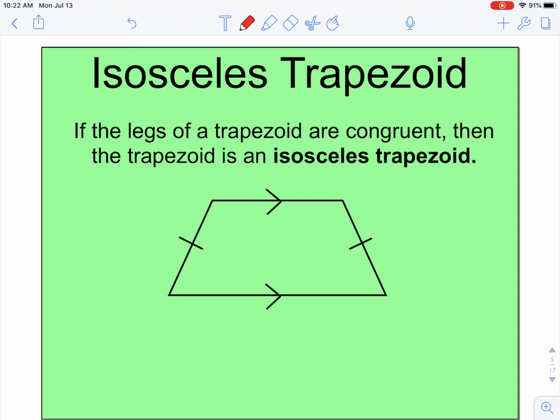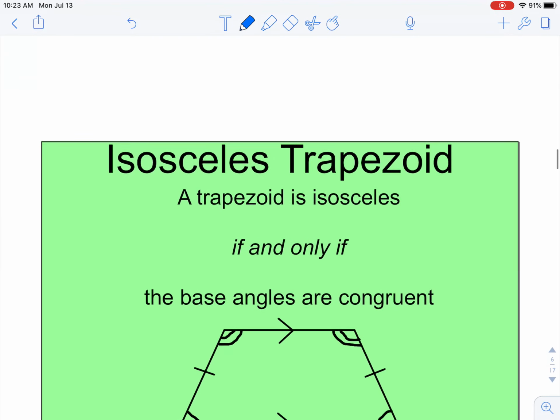So, the features of an isosceles trapezoid are much more interesting, and so a lot of the trapezoids will be isosceles. So if the legs of the trapezoid are congruent, then the trapezoid is an isosceles trapezoid. So here is a leg, and here is a leg. The bases are the parallel sides. So if the legs are congruent, then it's an isosceles trapezoid.